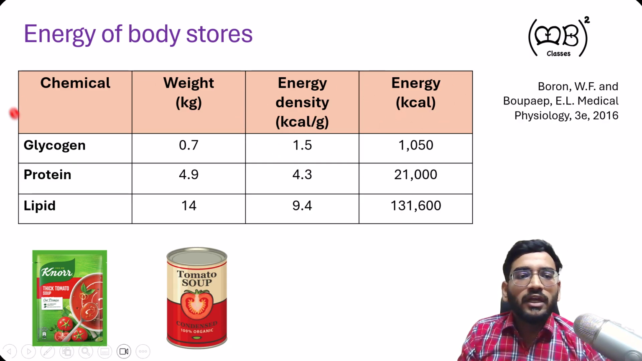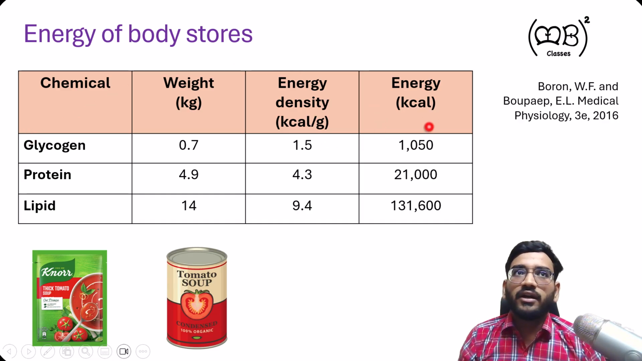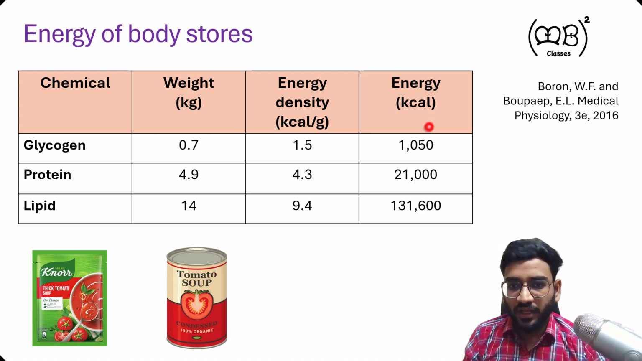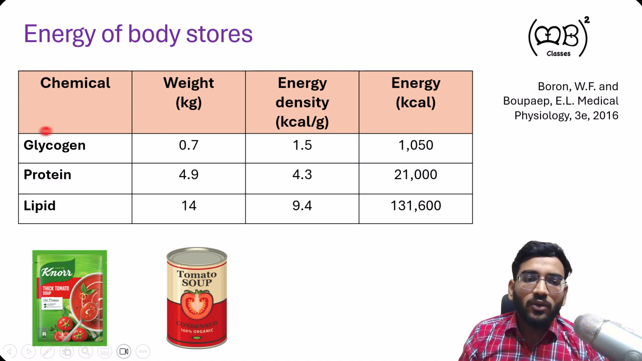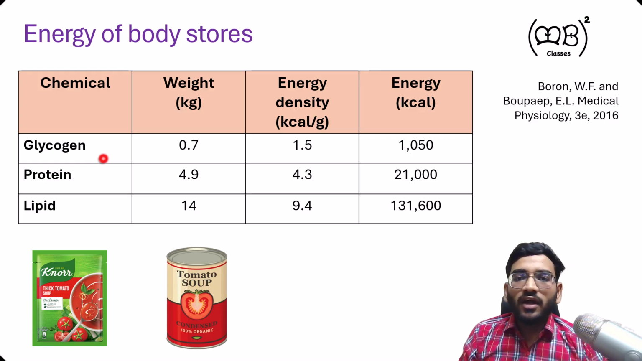So the energy from the glycogen can only be 1000 kilocalories, and a 70 kg adult man requires about 2000 kilocalories per day. So glycogen alone can only sustain you for about half a day.